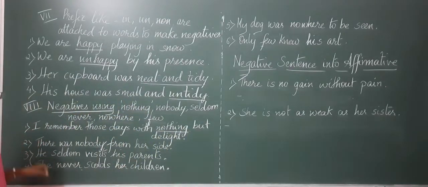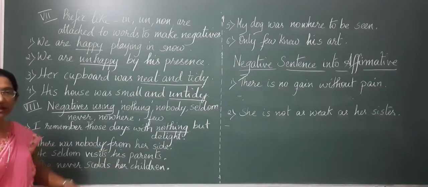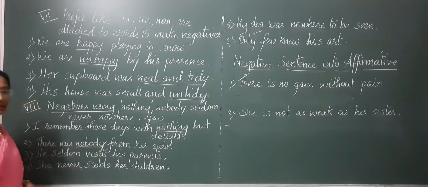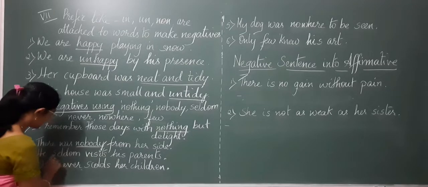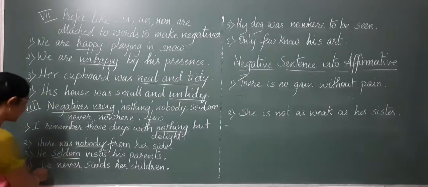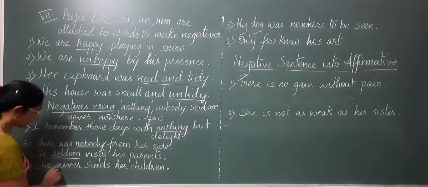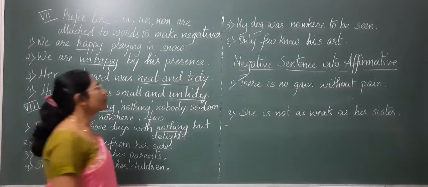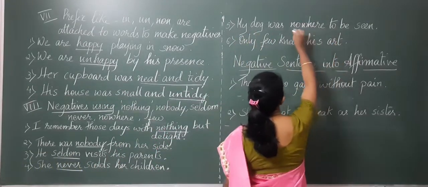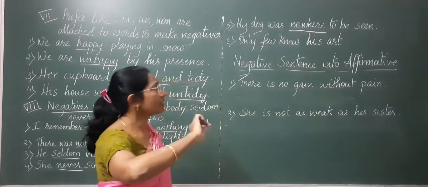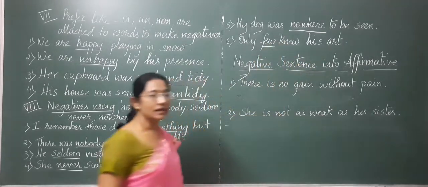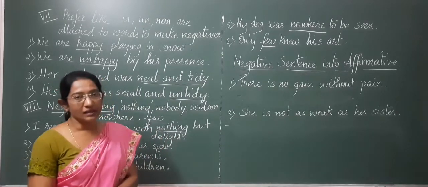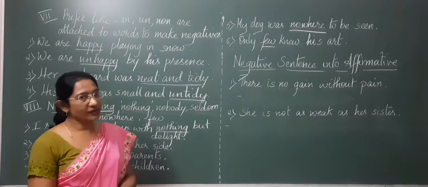Next, negative words like nothing, nobody, seldom, never, nowhere, few, when used in a sentence, make the sentence a negative sentence. I remember those days with nothing but delight. There was nobody from her side. He seldom visits his parents. She never scolds her children. My dog was nowhere to be seen. Only few knew his art. So this is how we learn the formation of negative sentences from affirmatives.